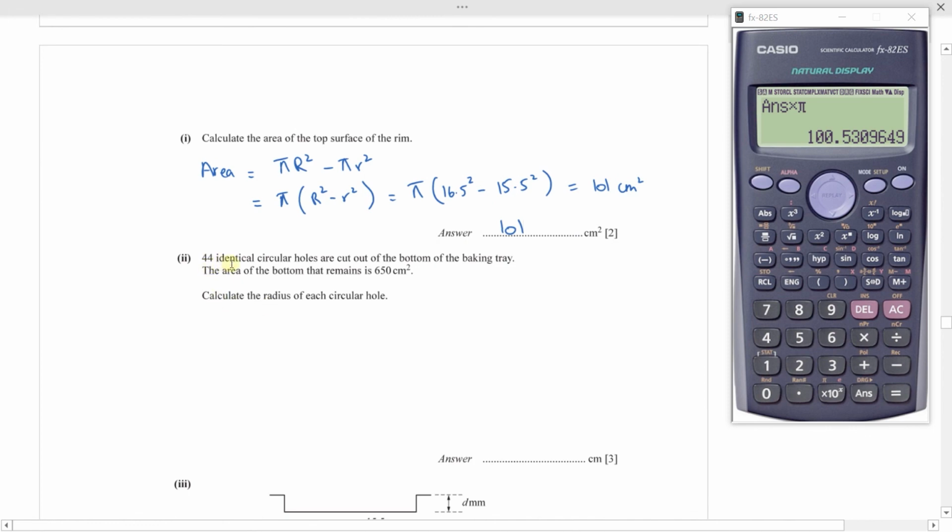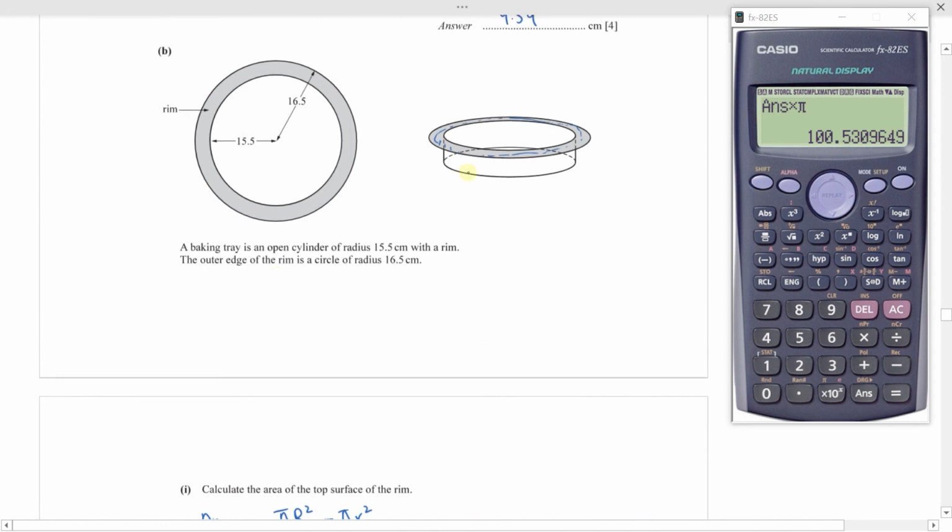Part 2 is: 44 identical circular holes are cut out of the bottom of the baking tray. The area of the bottom that remains is 650 centimeter square. Calculate the radius of each circular hole. So now you're given the area that remains after you cut out these holes. If you look at the tray again, you're basically cutting the holes at the bottom of the tray here, something like this. And you're given that the area that remains after you cut these out is 650.